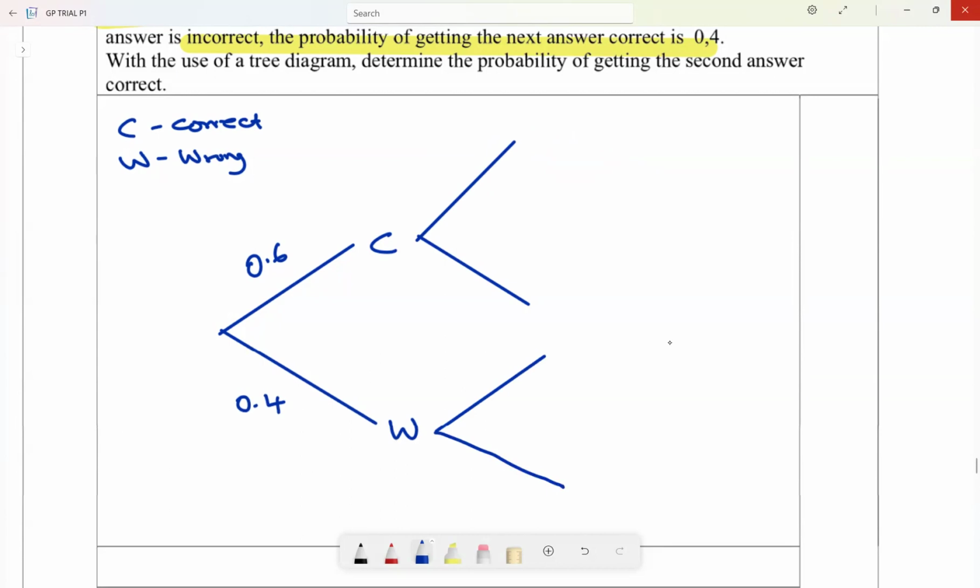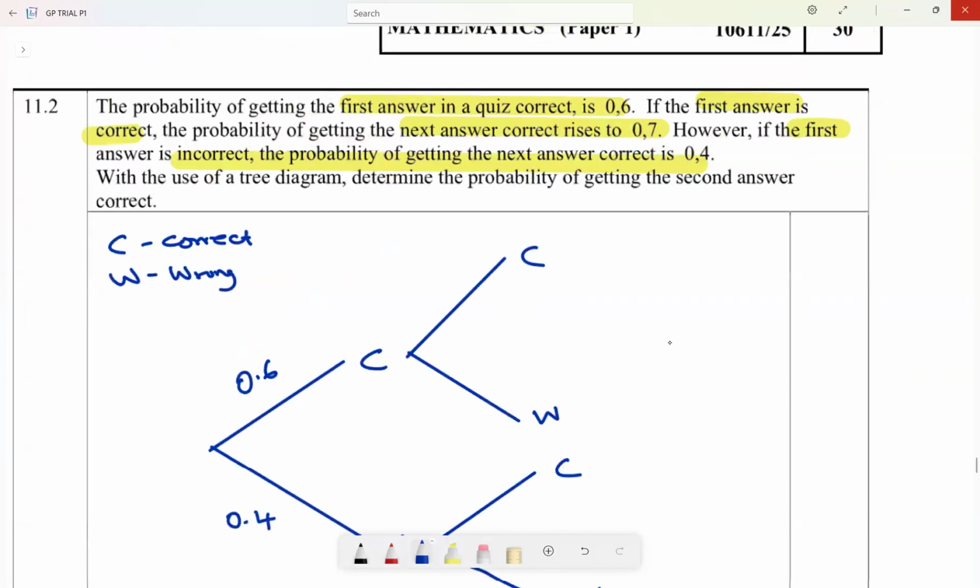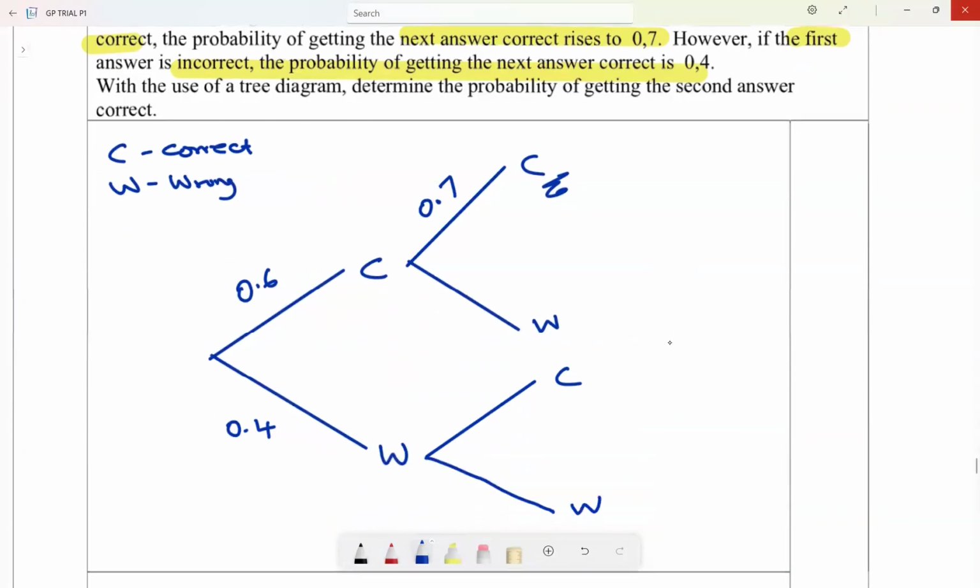It's either, after finding the first one correct, you get it correct or you get it wrong for the second attempt. Okay? Now they tell you that if the first answer is correct, the probability of getting the next answer correct is 0.7. If you get the first answer correct, the probability of getting the second answer correct is 0.7. So for the second attempt, the probability of getting it wrong is 0.3.